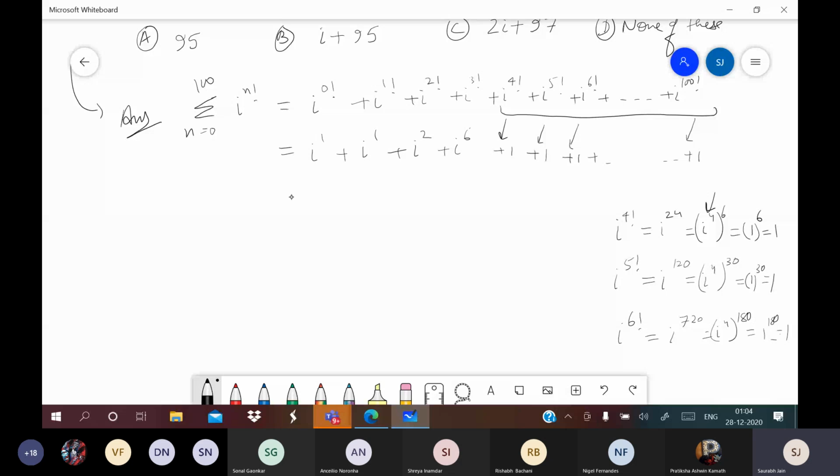And what about the remaining? You can add them manually. You can just find these values. This is iota. This is iota. Iota square is minus 1. Iota to the power 6 will also be minus 1. Why? Iota to the power 6 can be written like this. Iota 4 is 1, iota square is minus 1. Overall you get minus 1. So once again, this will be a negative value, right?